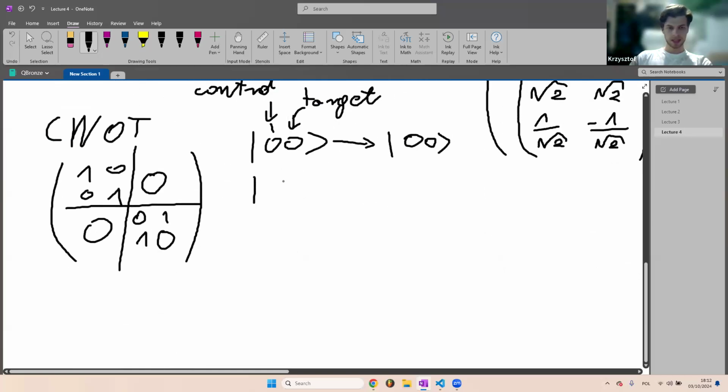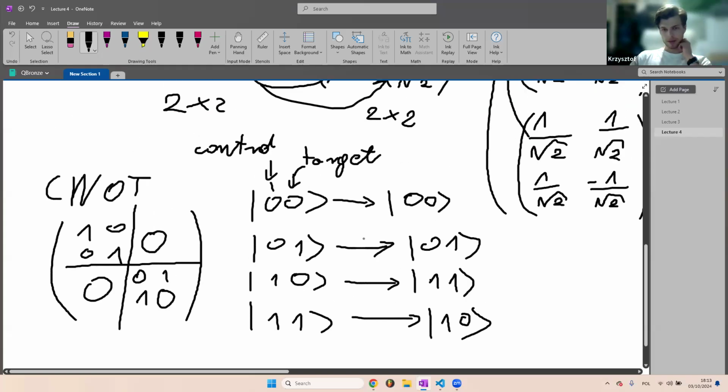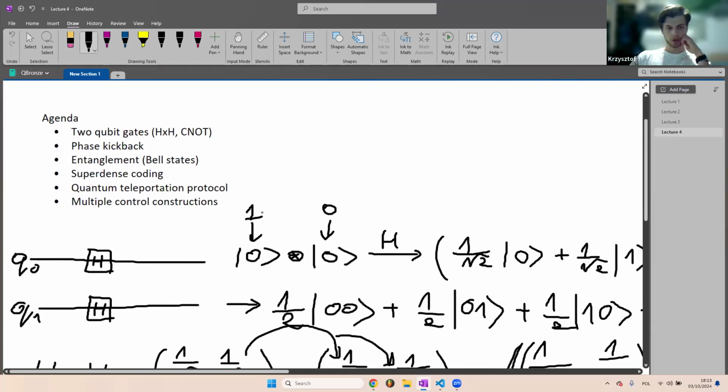And this gate only works when the control qubit is 1. So now actually if the control qubit is 1, the resultant state will be 1, 1, and this is therefore now changed. And in this case, the resultant state would be 1, 0. Okay, I think we have covered the basics of 2-qubit gates.